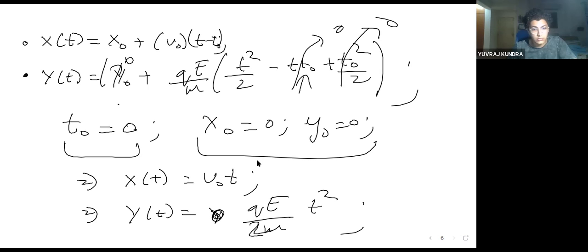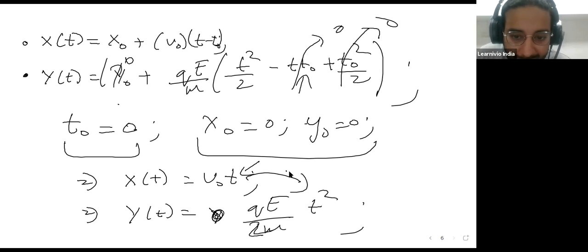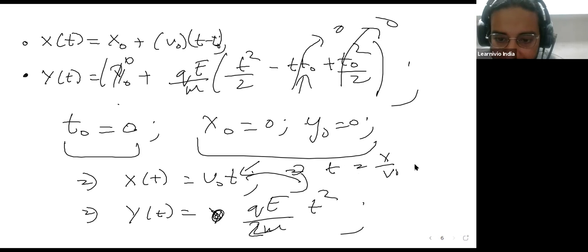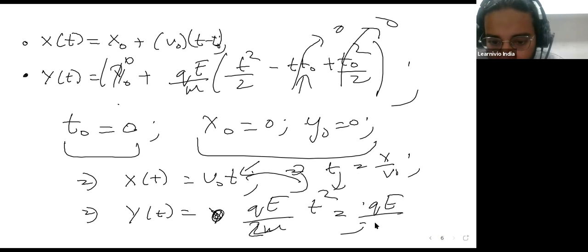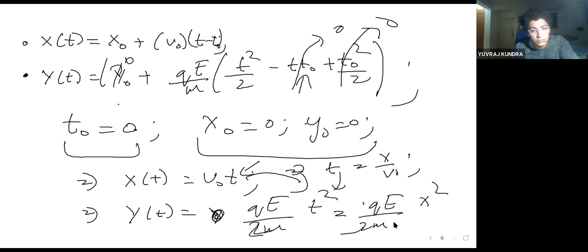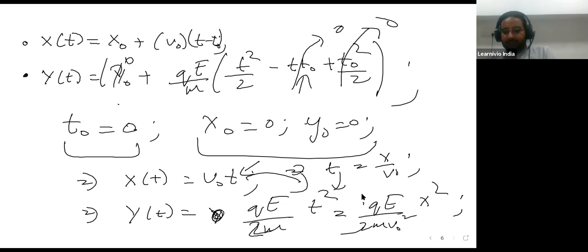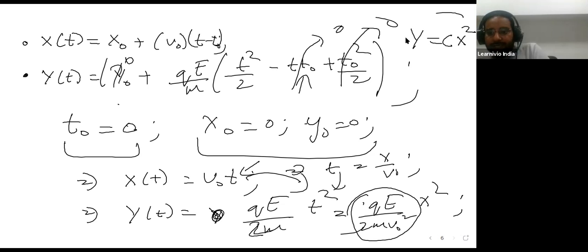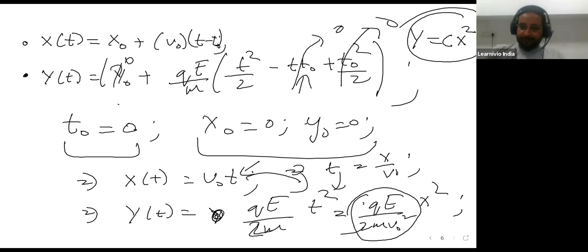Now you can take this t and put it here, right? You can write this equation as t is equal to x over v naught, and just put it here. So what do you get? You get qE over 2m times x square over v naught square, right? This whole thing is a constant. So y is equal to some constant times x squared. This is what the function looks like.